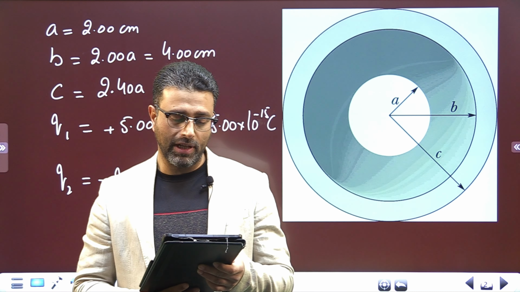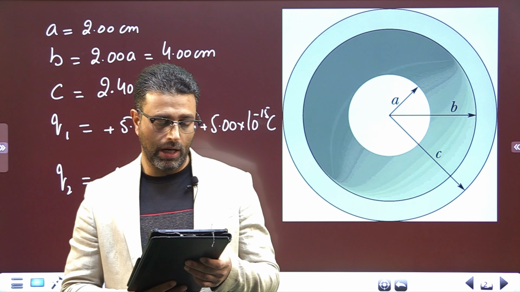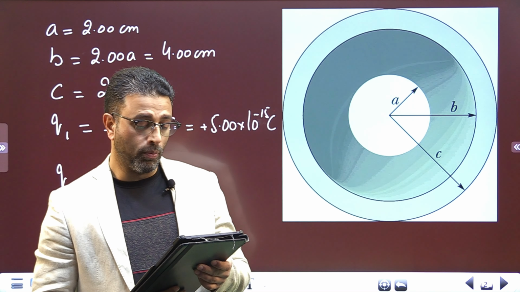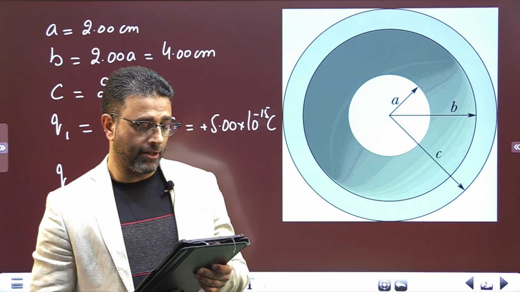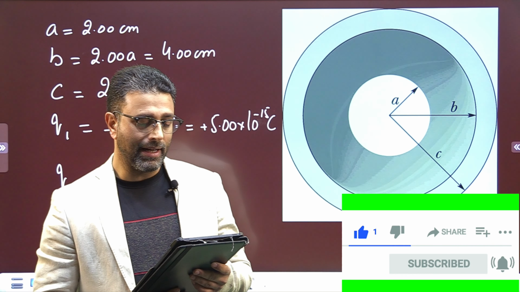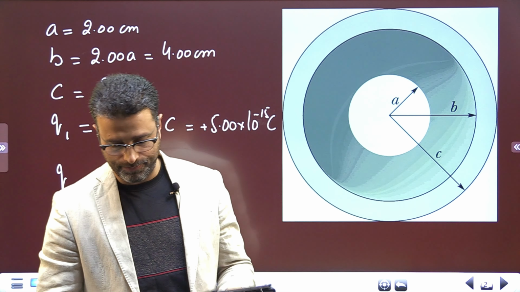What is the magnitude of the electric field at a radial distance R equal to 0, R equal to A by 2, R equal to A, R equal to 1.5 times A, R equal to 2.3 times A, and R equal to 3.5 times A? What is the net charge on the inner and outer surfaces of the shell?